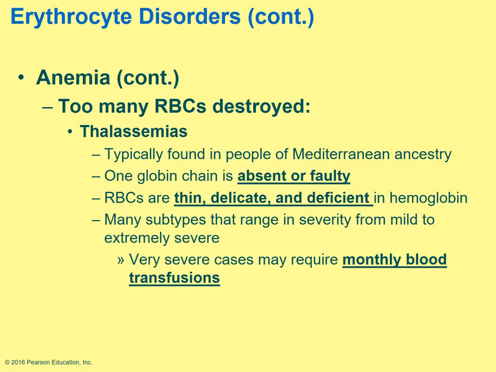Thalassemia is more common in people of Mediterranean ancestry. It's genetic. One of the globulin chains is either faulty or absent, so the red blood cells tend to be very thin. They're deficient in hemoglobin. The severity may be very mild in some individuals, while in others it can be very severe. In a severe case, some individuals may need to have monthly blood transfusions.